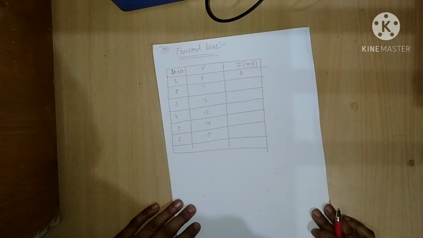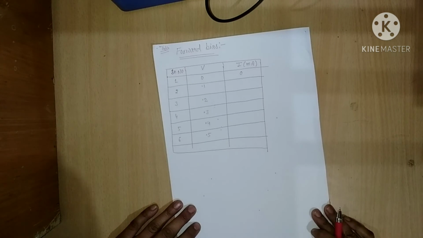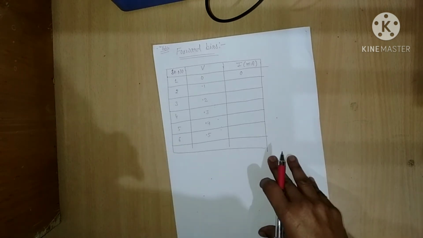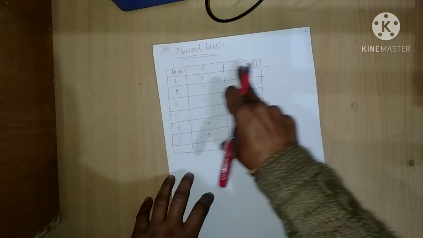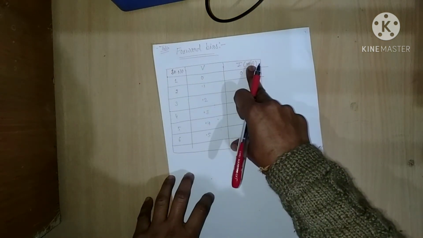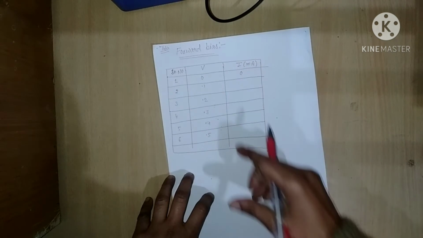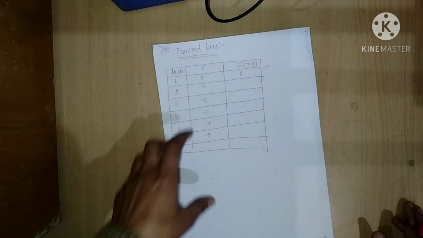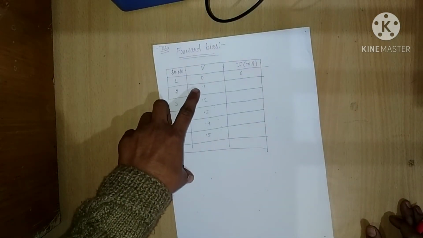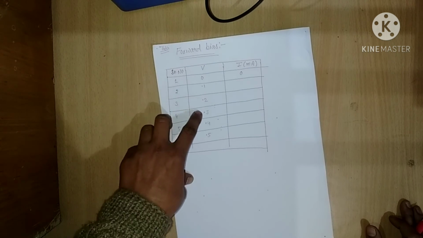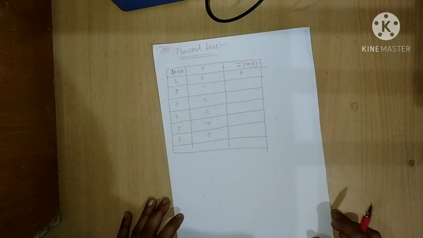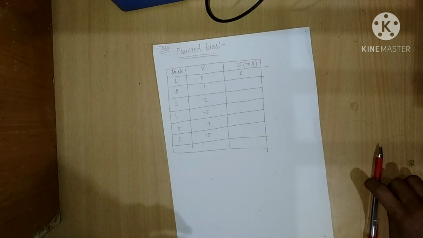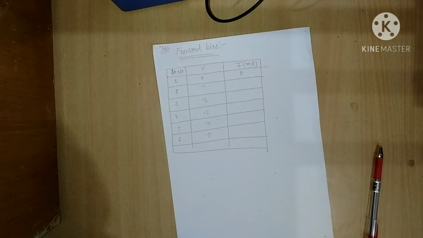Now students, before taking the reading, we draw a table to note down the readings of your voltmeter as well as your milliammeter. Clear? So here we calculate the readings at 0 volt, 0.1 volt, 0.2 volt, 0.3 volt, 0.4 volt, 0.5 volt, 0.6 volt, and so on. It means that here we take 6 or 7 readings. Then we plot the graph.